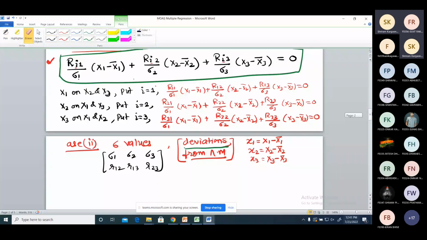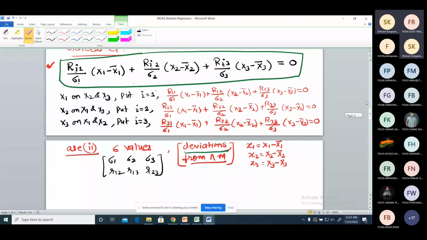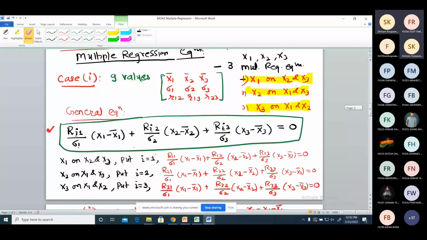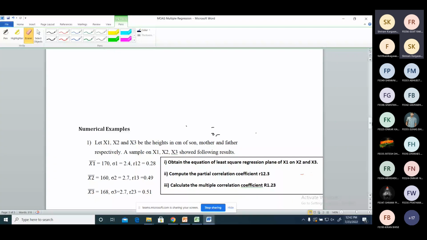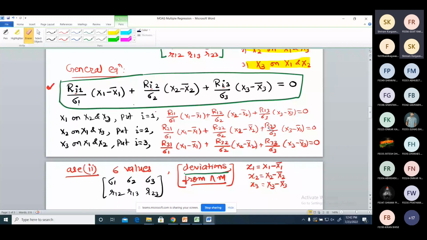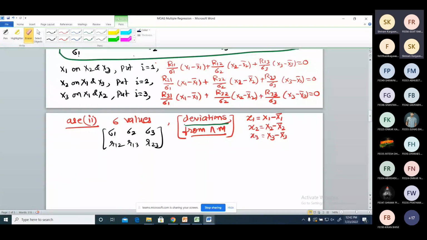In the first case, 9 values are given: X1, X2, X3, sigma 1, sigma 2, sigma 3, and the simple correlations R12, R13, R23. But here we are given only the 6 values. Arithmetic means are not given because there is no actual need. So how to derive the equation? What is the general formula for this?